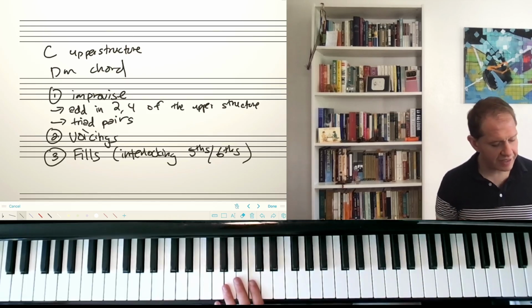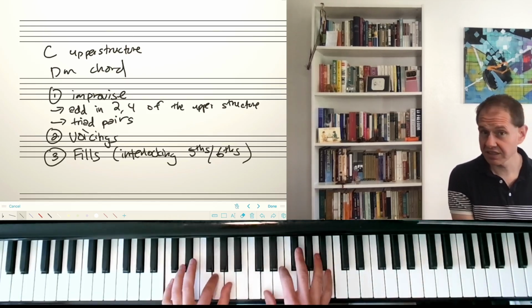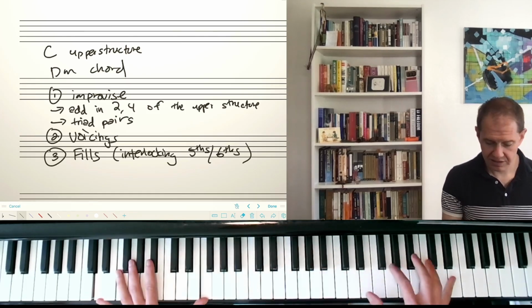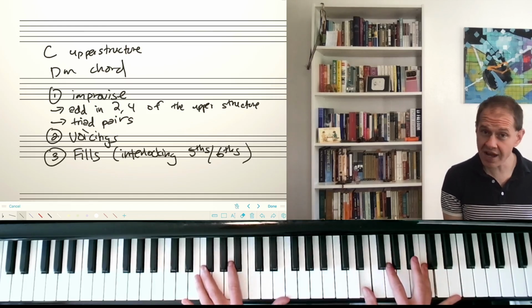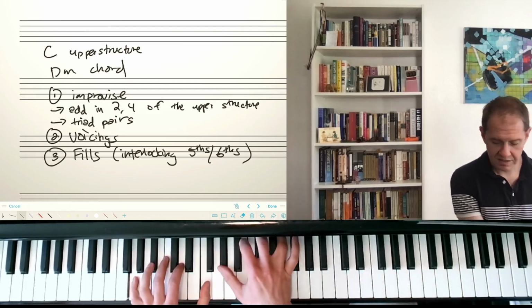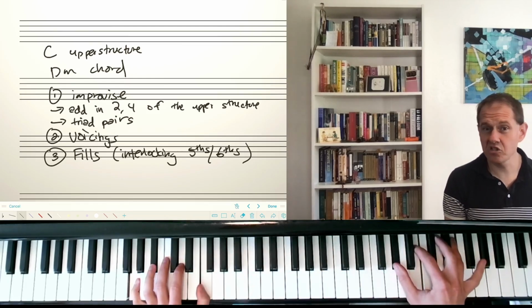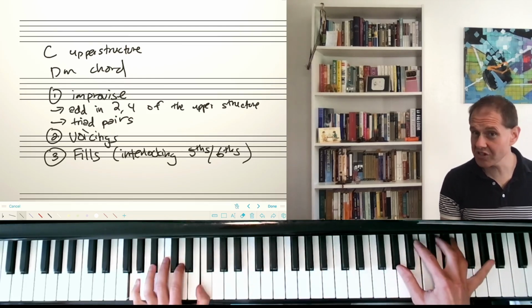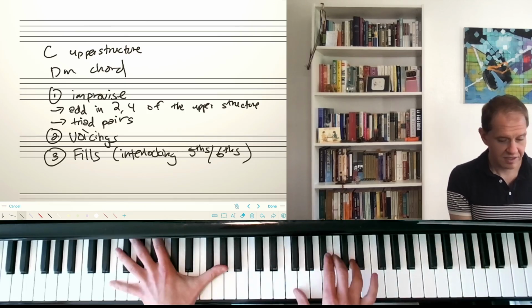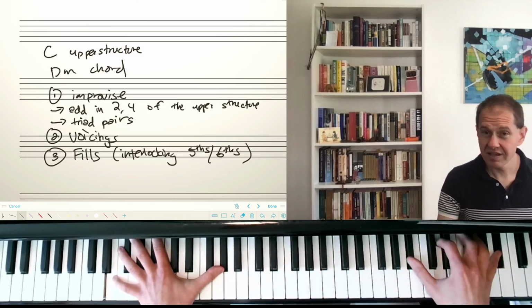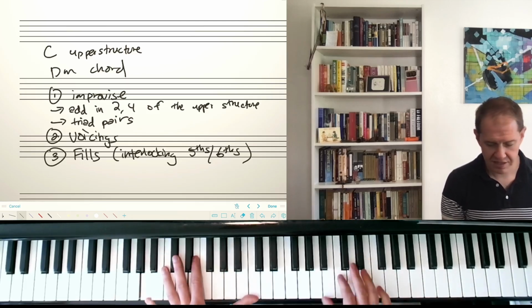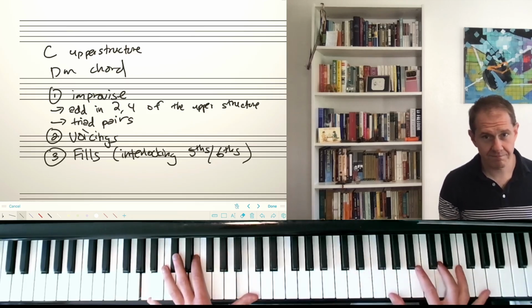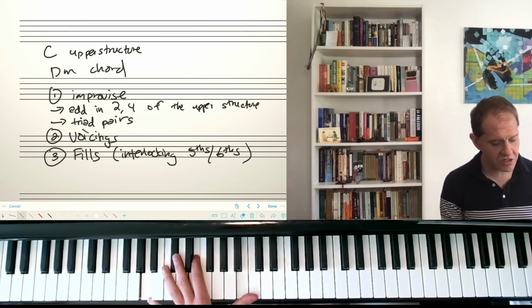So if I'm playing I Can't Get Started. Alright, so that's a D minor chord, and I'm using a C major triad. That's a G dominant chord, and I'm using an E major triad. Here's an E dominant chord, I'm using a B flat triad. Here's an A minor chord, I'm using a G major triad.